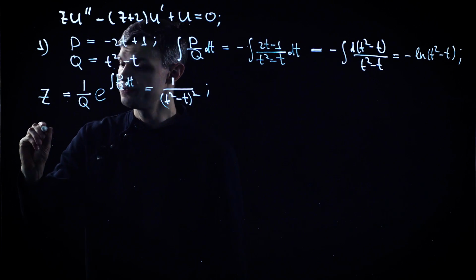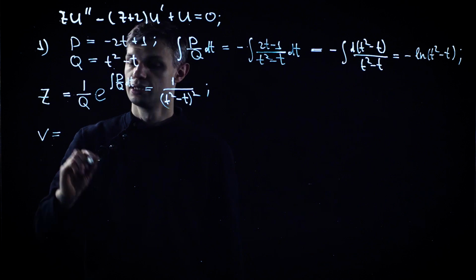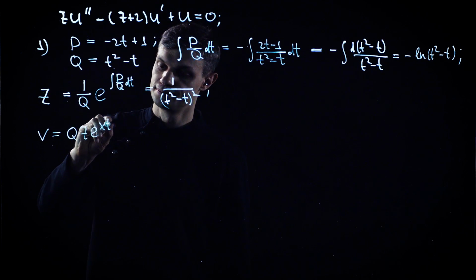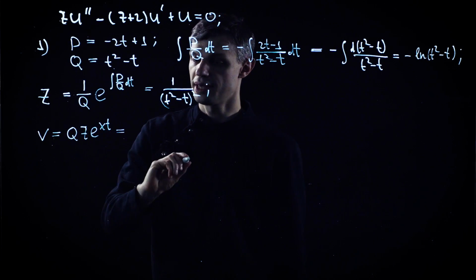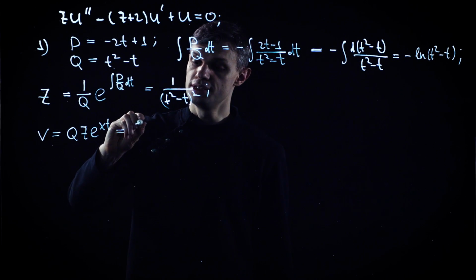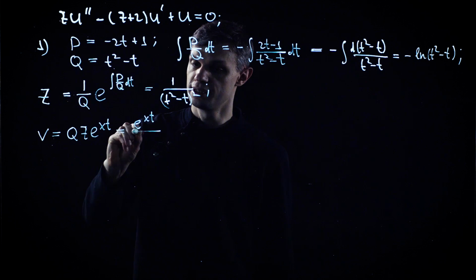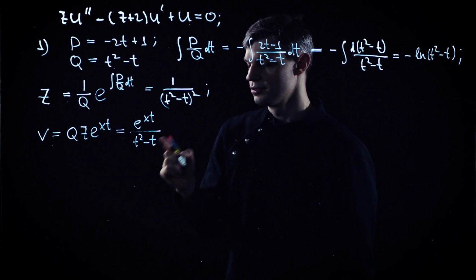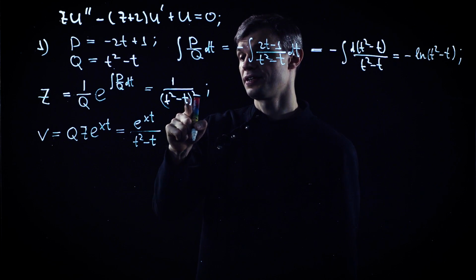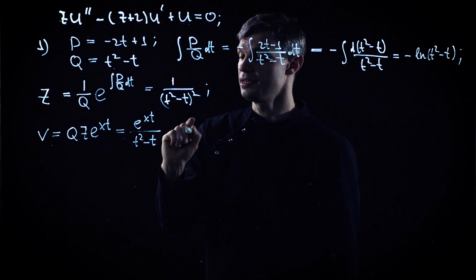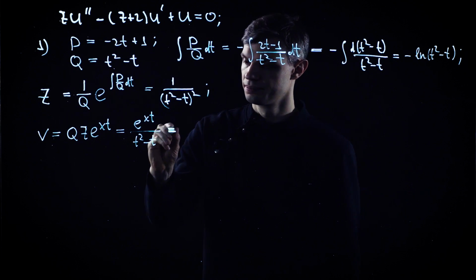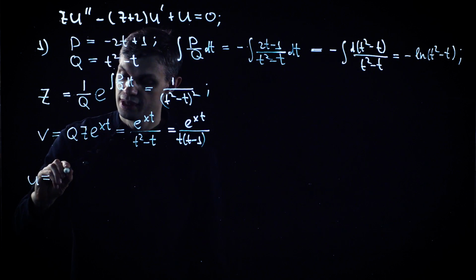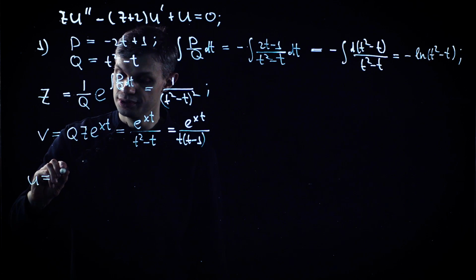And our v function is q times z times e to xt. And what we get is simply e to xt divided by t squared minus t. Actually, to make things a little bit simpler, let's factor out t in the z function and t in our v function. And the solution is presented by a general integral.